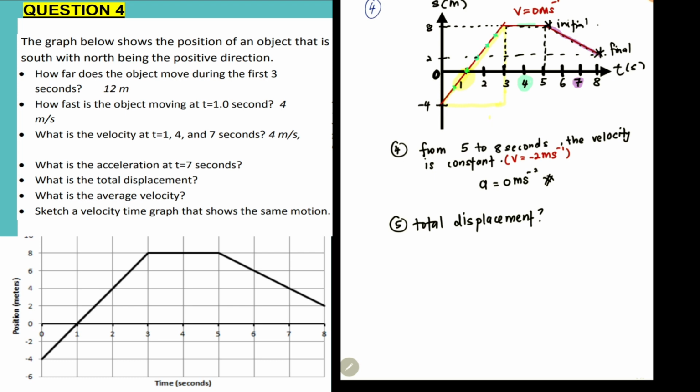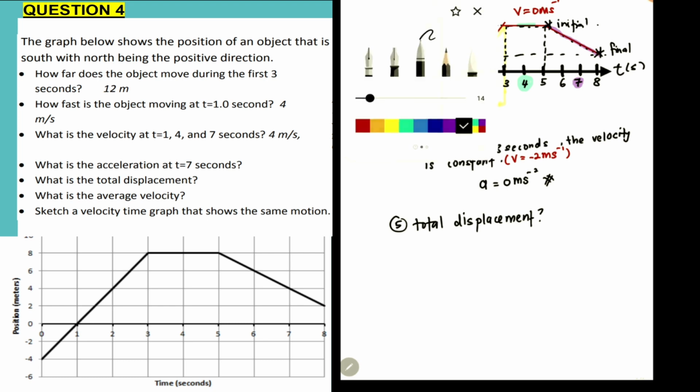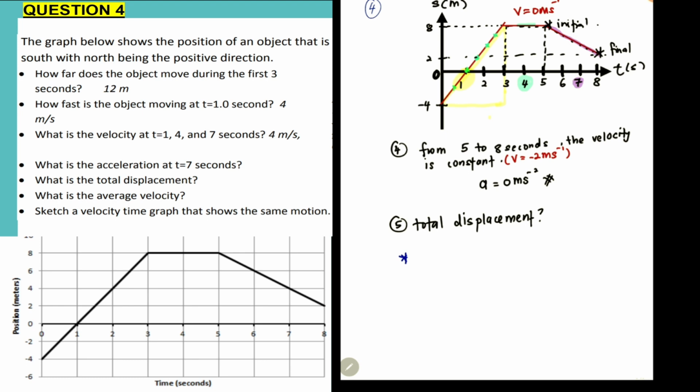Okay, so how to calculate the total displacement? In order to calculate the total displacement, make sure you consider the negative sign of the value. So this is graph S against T, so we can read directly from the graph. Alright, so now let's start. Okay, the total displacement. Now from negative 4 to 0. Let's try to draw the timeline. So start from here. So negative 4.